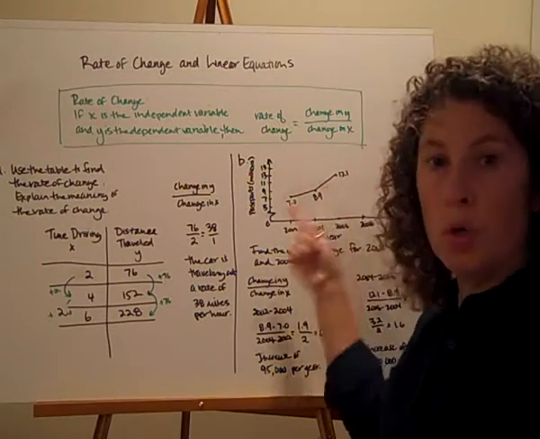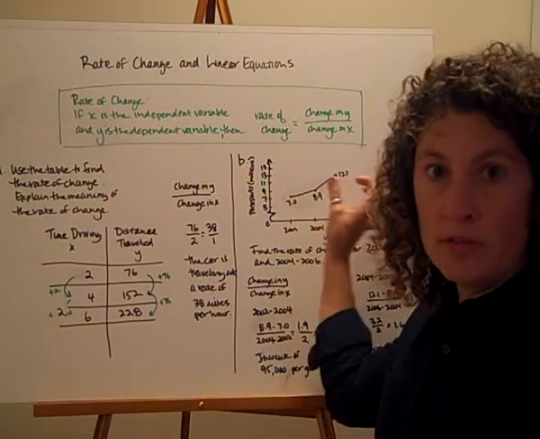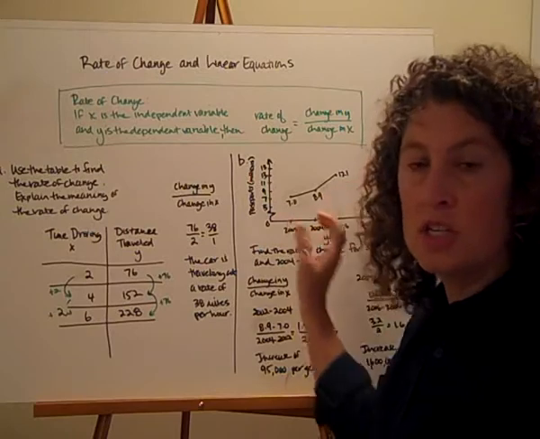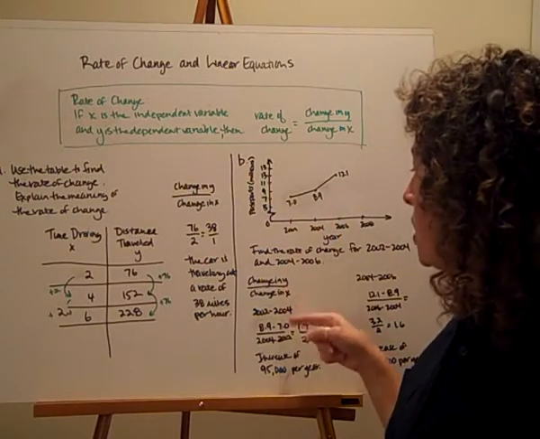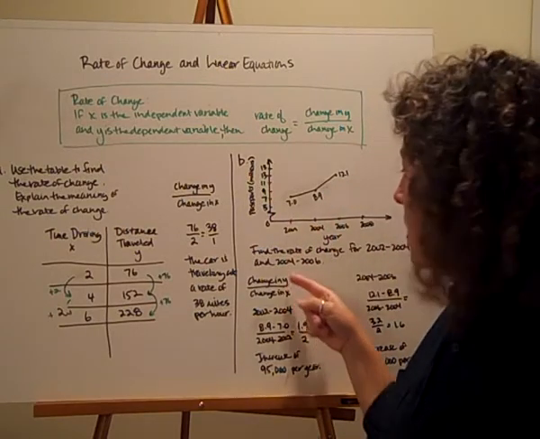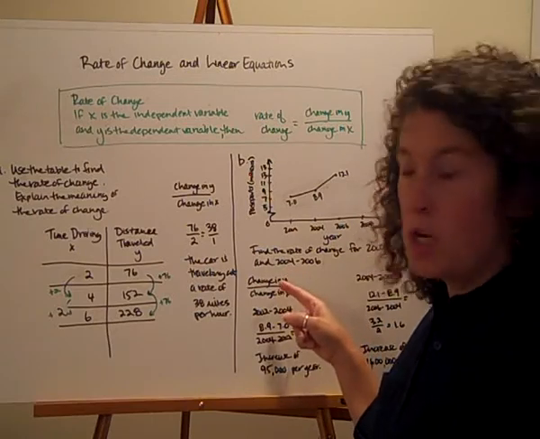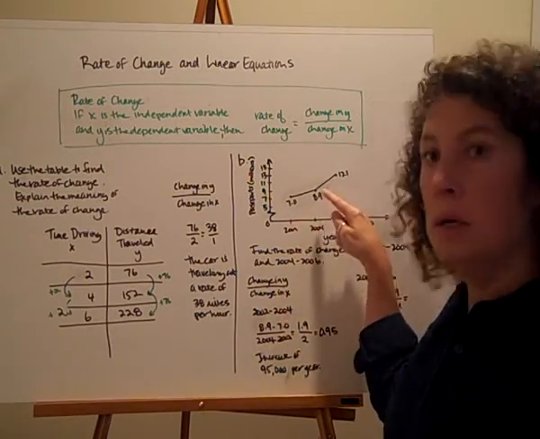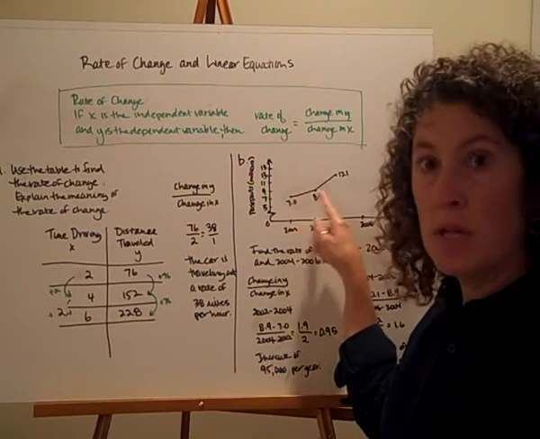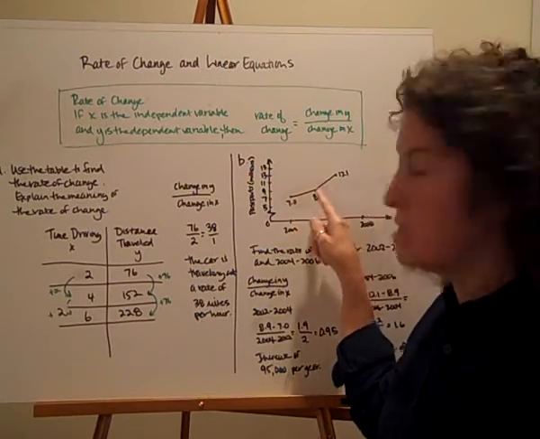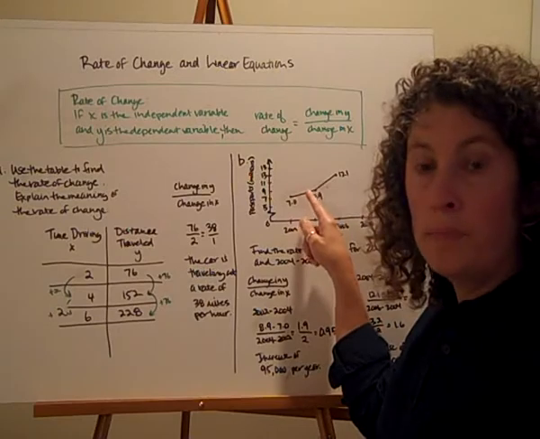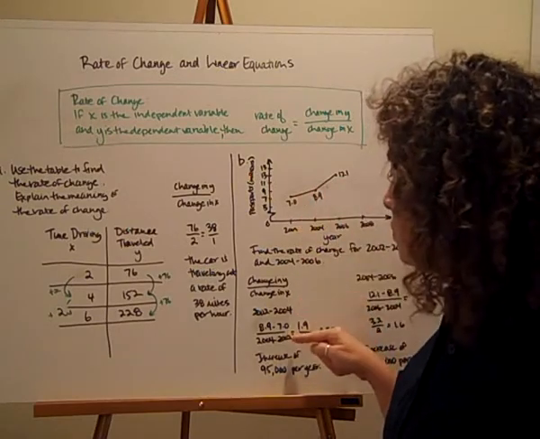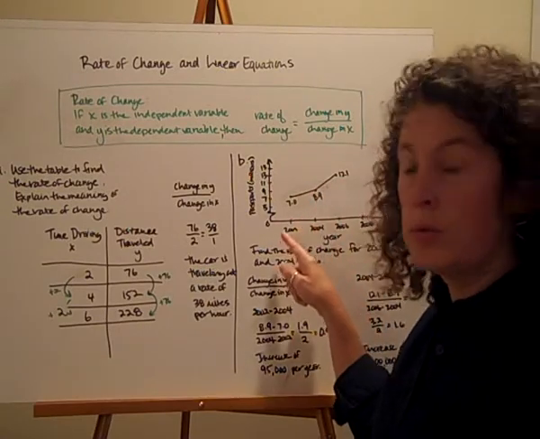This is not purely linear. They are in different segments. So we're going to find the rate of change in each of those segments. For 2002 to 2004, again, we're going to do the change in y over the change in x. So I'm going to do my 8.9 minus 7. That's the difference. That's the amount that it has changed in my output over my input, 2004 minus 2002.